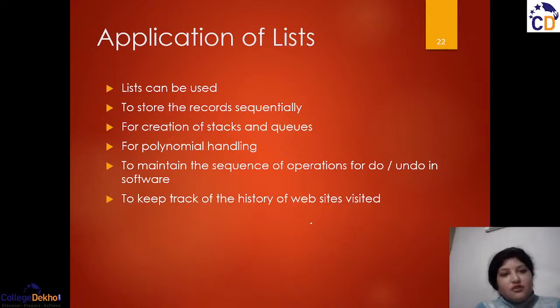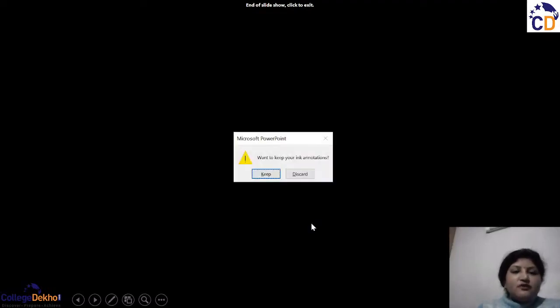What are the applications of lists? They can be used to store records sequentially, for creation of stacks and queues, for polynomial handling, to maintain the sequence of operations for do or undo in software, and to keep track of the history of websites visited, right? On Google we see the history, and how it is maintained. It is the list itself. So using lists we can have a number of advantages and a number of disadvantages also.